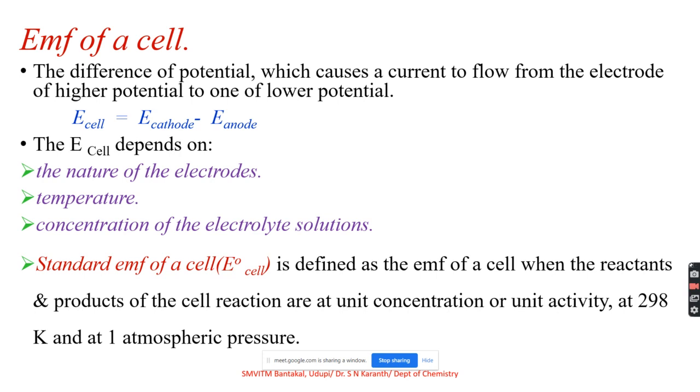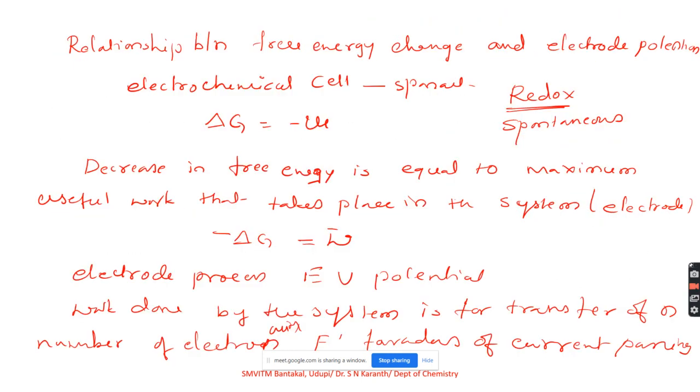EMF of the cell is already defined. It is the difference in the cause of flow of current from an electrode of higher electrode potential to an electrode of lower electrode potential. Then we can represent the relation between free energy change and the electrode potential. In an electrode, the work taking place is always negative, because of the decrease in free energy, or the free energy is related with the work. That is, the decrease in free energy is equal to the maximum useful work taking place in the system. That is, delta G is equal to W.